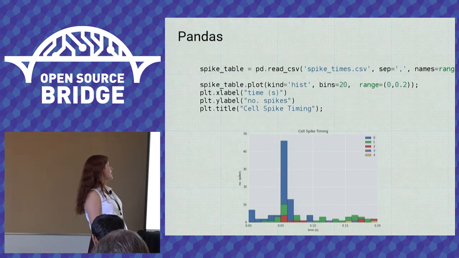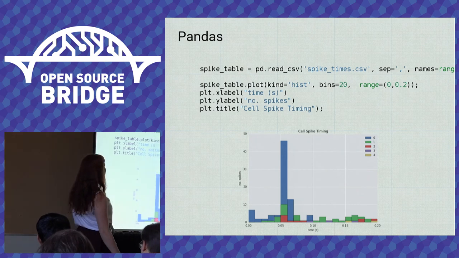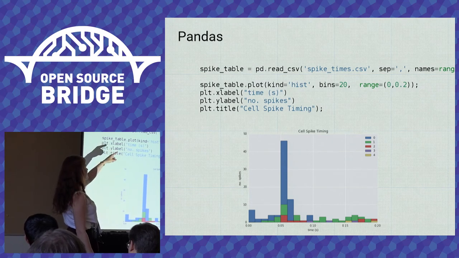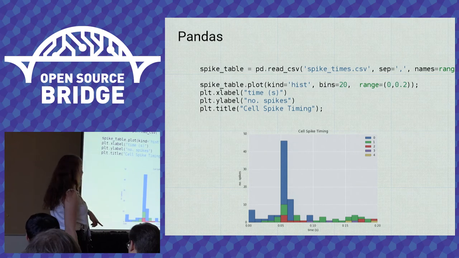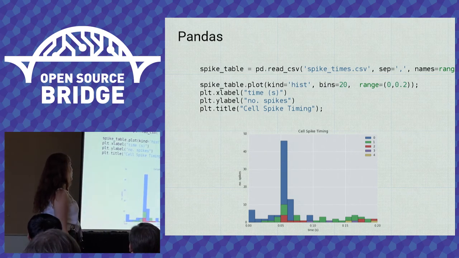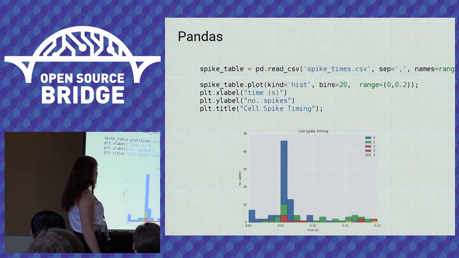Okay, so pandas. I mentioned before that it was tabular data. This time, instead of binning it myself, I'm going to let pandas take care of that for me. So I'm just going to import it, which is my single read CSV line, and then in the next line plot it. And it gives me the plot now with the spike times sorted by spike numbers.